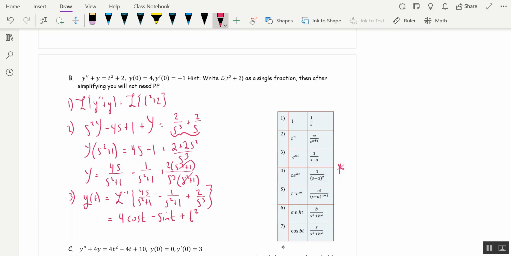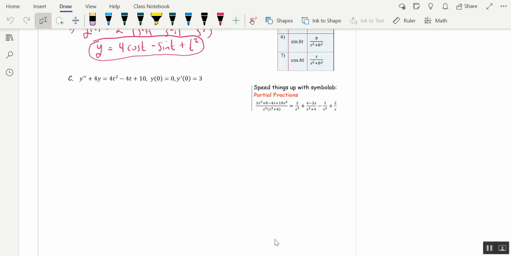Now in your final solution, I want you to include the y. You can write y of t or y, but your final solution is an equation, so it's got to have a y equals in front. Okay, last initial value problem. You should probably pause the video and see if you can do this on your own.